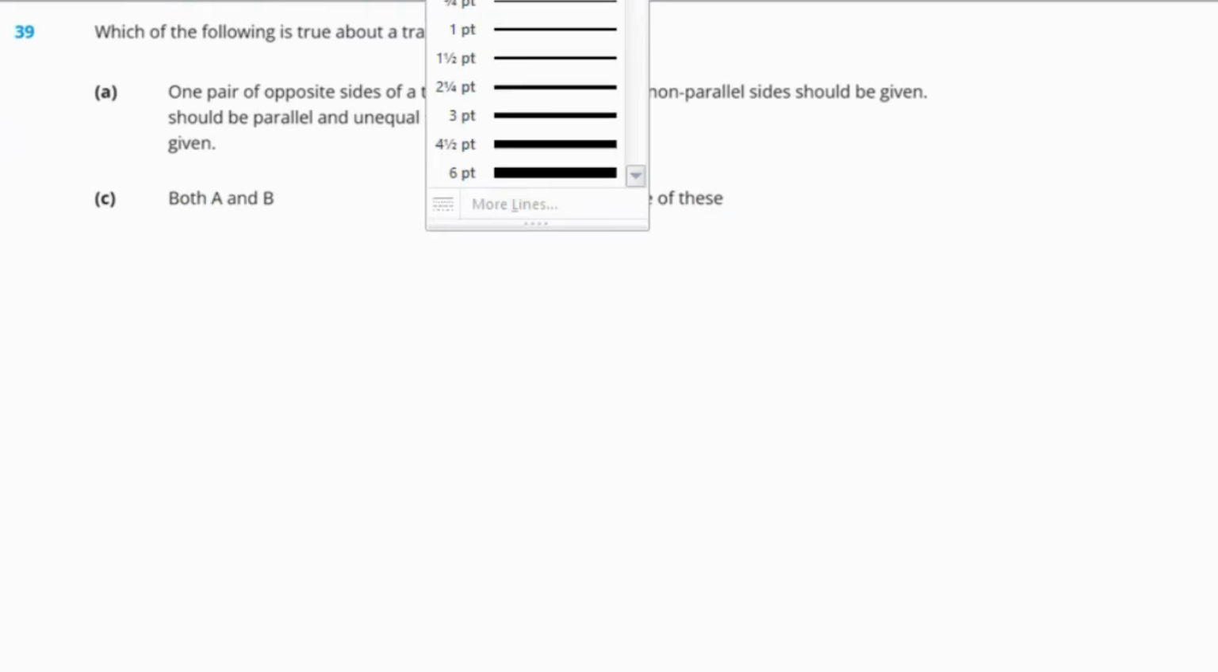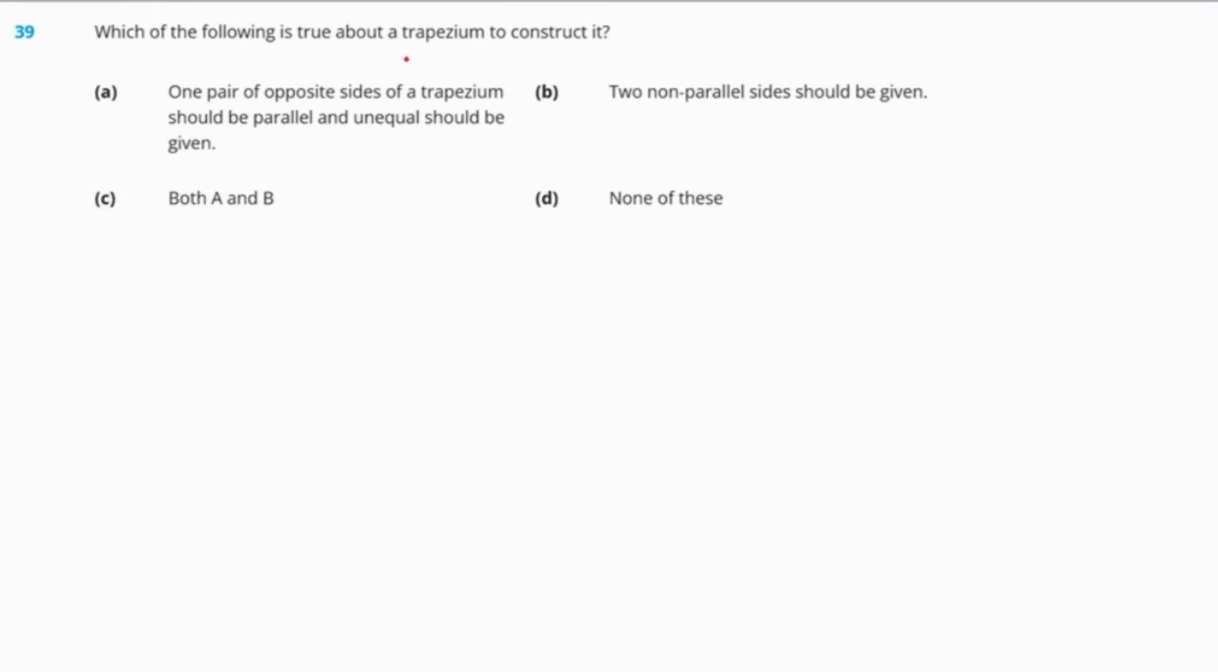Now next question is, which of the following is true about the trapeziums to construct it? Okay, so for this, it is saying that one pair of opposite sides of a trapezium should be parallel and unequal share should be given.